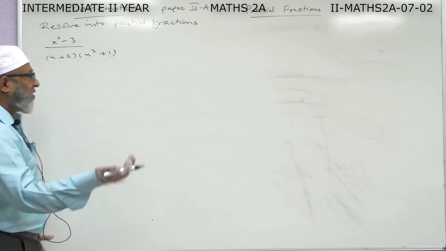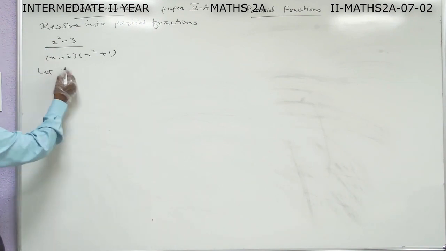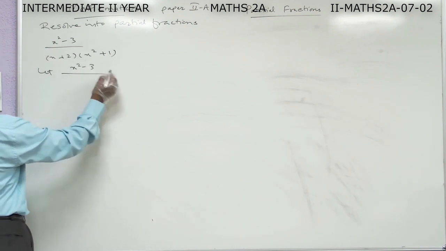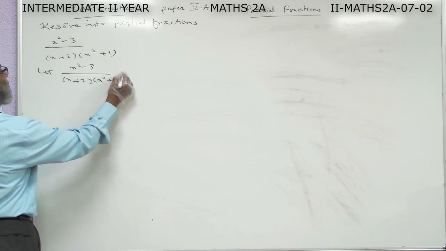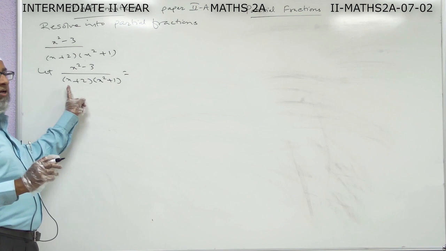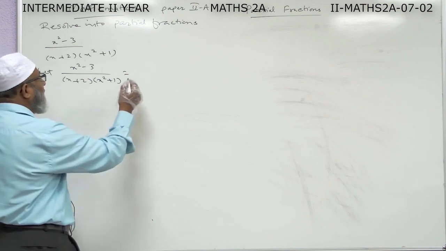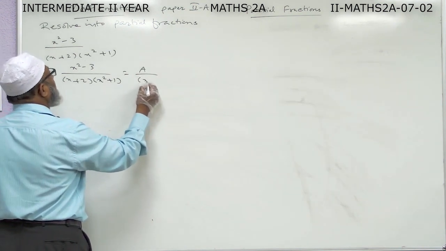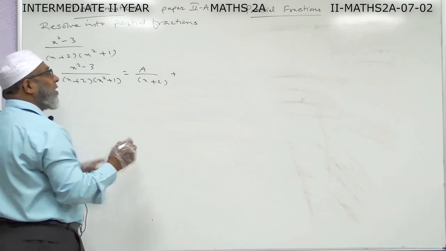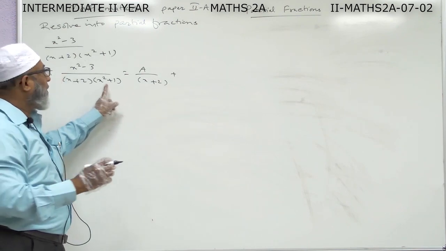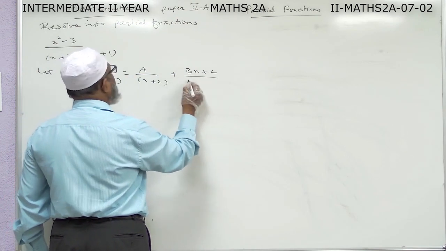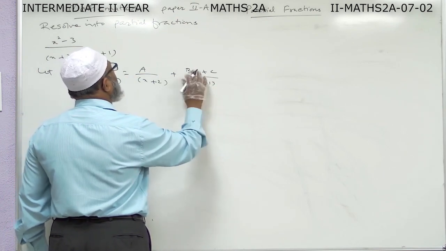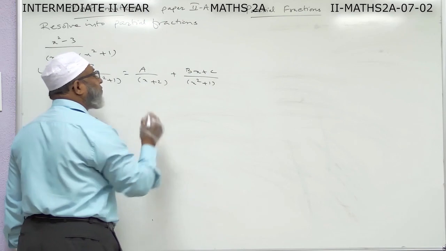So again, the substitution will be the same: x square minus 3 divided by x plus 2 into x square plus 1 is equal to. Now, for the first part, the substitution is A by x plus 2. For the second part, it is a quadratic one, so the substitution will be again Bx plus C divided by x square plus 1.